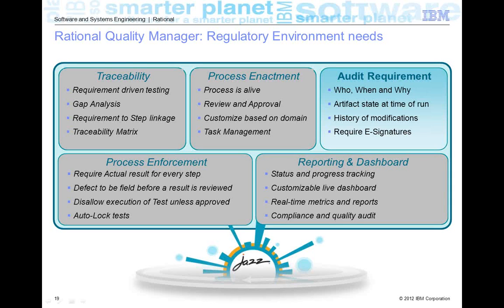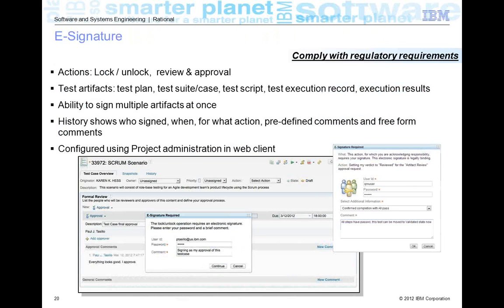Let's look at the different audit requirements. What were the state of the executions and the e-signature? E-signature, as I said earlier, is pretty commonly used in these environments to comply to the various requirements they have. E-signatures can be configured for a project test case review or approval, test plan review approval, suites, results, any of those artifacts. And e-signatures can be configured for a lock or unlock as well.